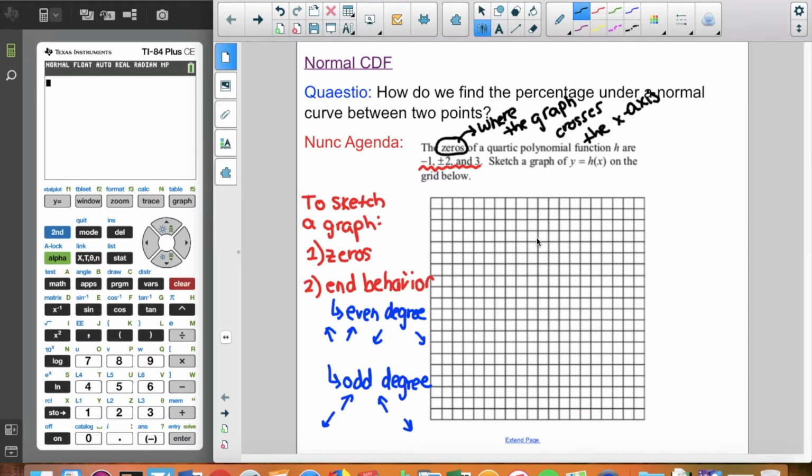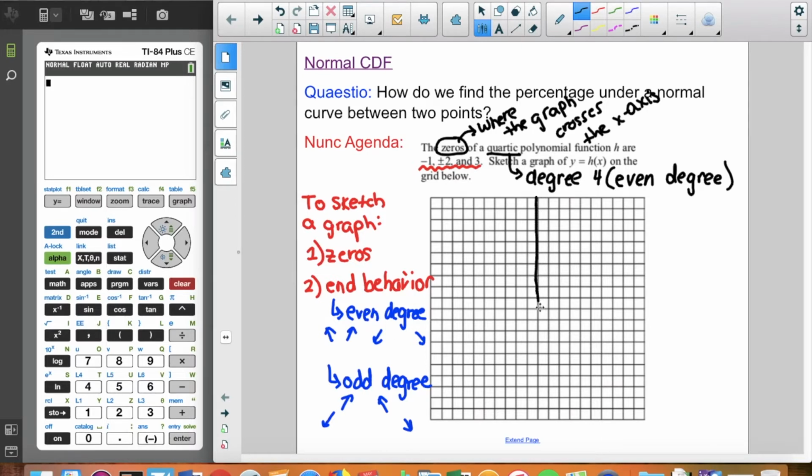But now in our problem, it tells us that we have a quartic polynomial. Quartic means degree 4. And 4 is an even number, so we have an even degree. It doesn't specify anything about our leading coefficients, so either of these end behaviors will be okay.